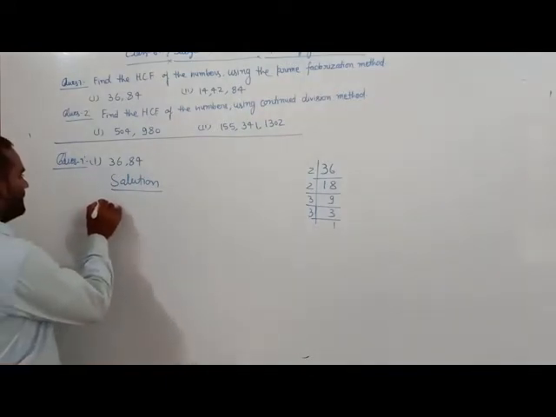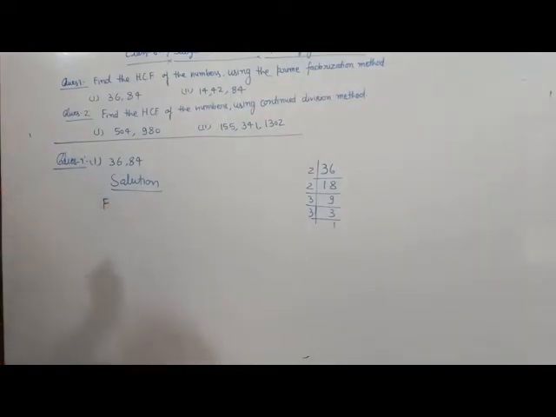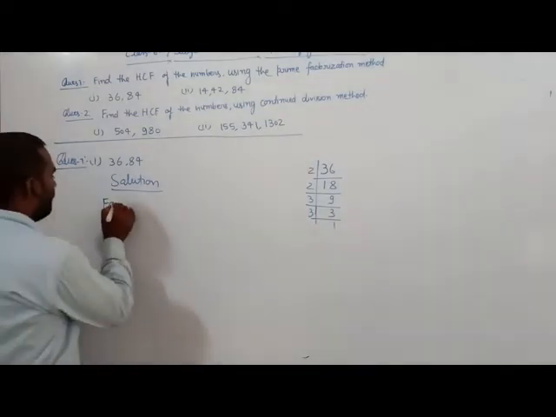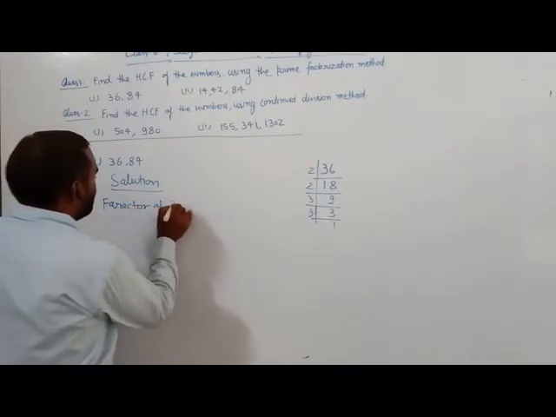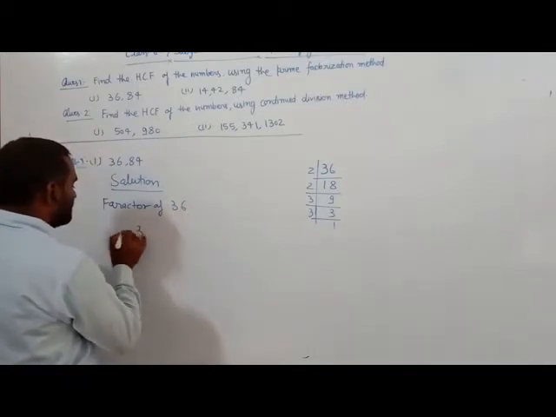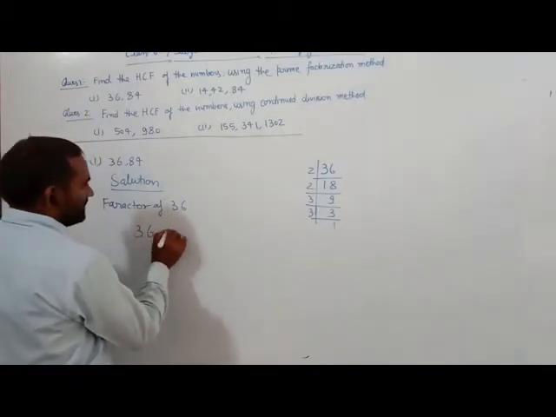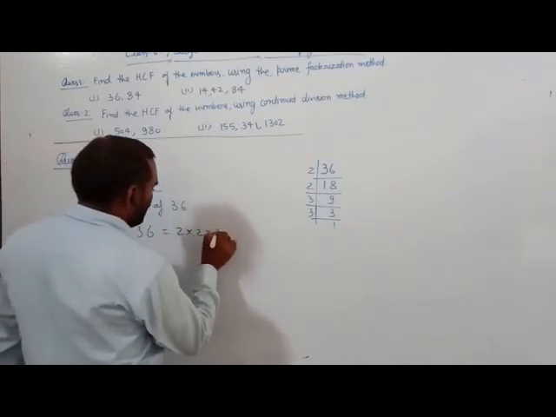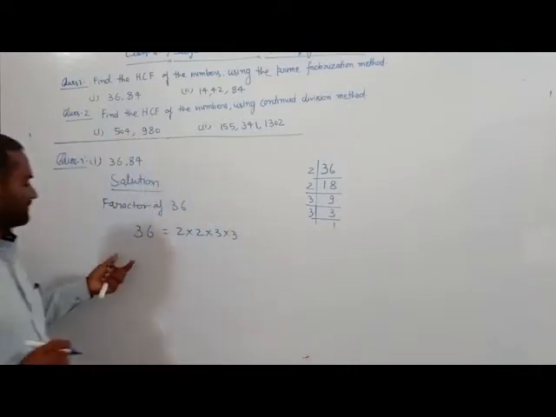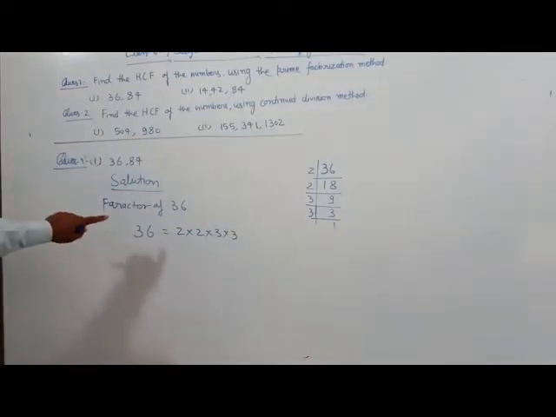So the factors of 36: 36 is equal to 2 into 2 into 3 into 3. Now we have to find the factors of 84.